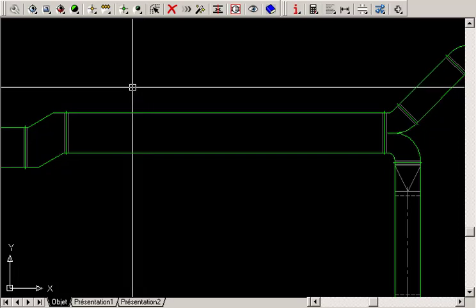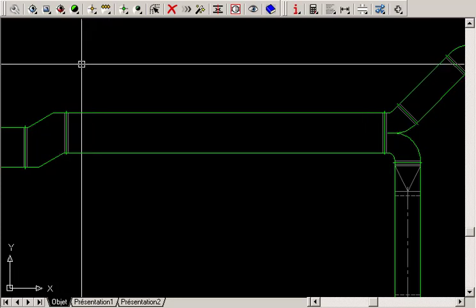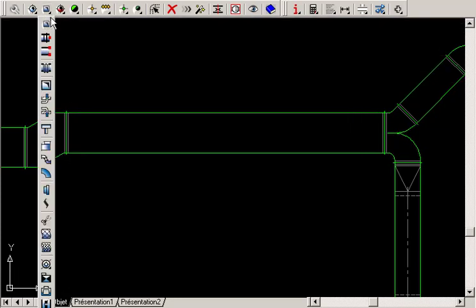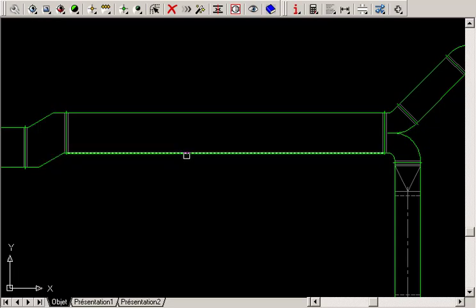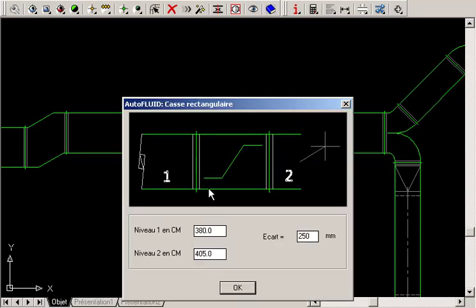To draw a break or rectangular duct, use the break command in the rectangular duct toolbar. Select the duct and specify the level of each duct, or the gap between the two levels. Input 300, confirm, and the second level will come up. The unit of the levels can be changed in Preferences.